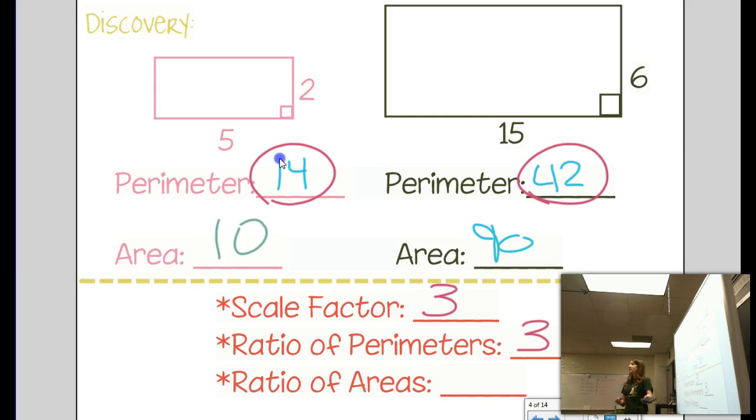What about the area? Let's divide that one. 90 divided by 10. It's 9. It's not 3. So the scale factor and the perimeters, those are the same. What happened when we went to area?